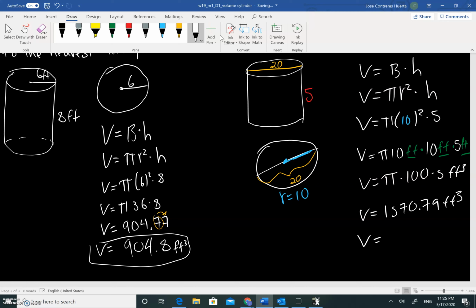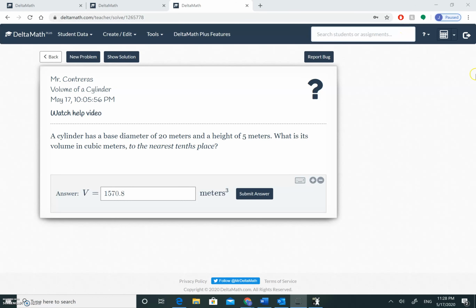So volume is equal to 1570, and remember we're looking for this number, so this is going to be 0.8, right? Because 9 is 5 or bigger. And don't forget the units: 1570.8 feet cubed. So now let's go ahead and look at how this will look on your Delta Math.